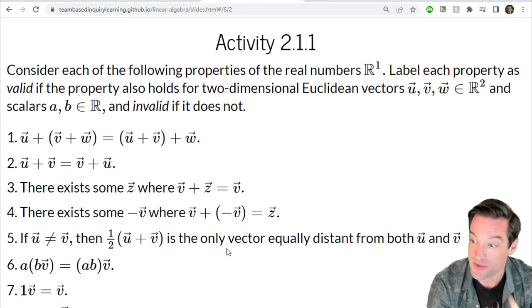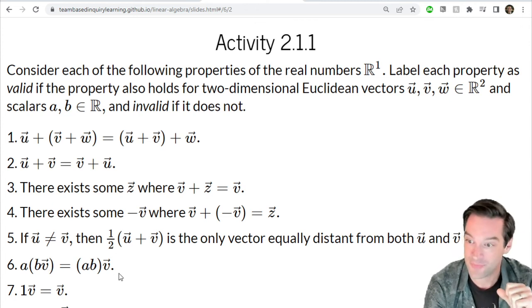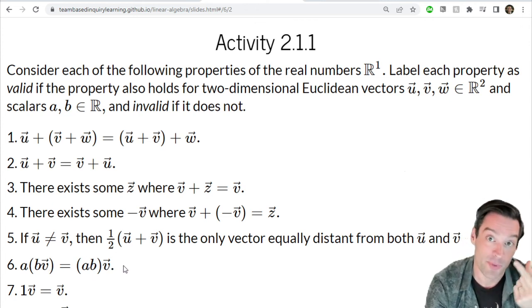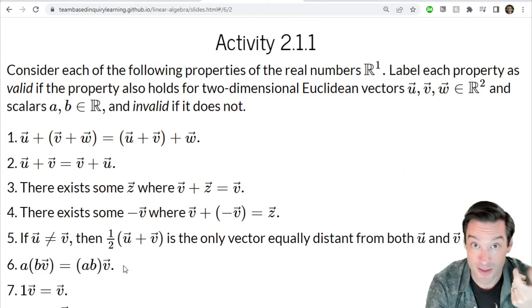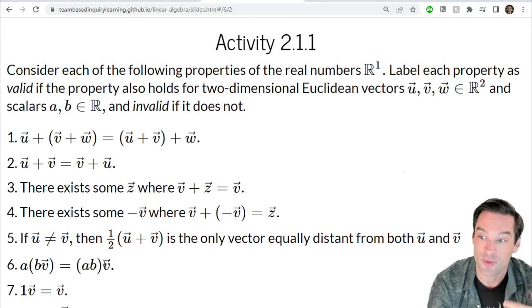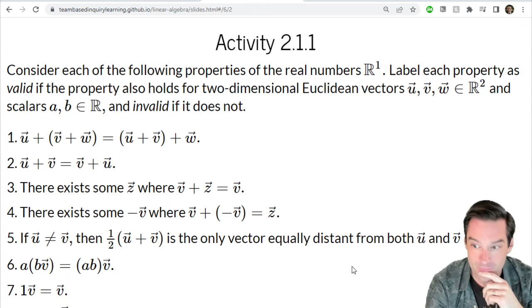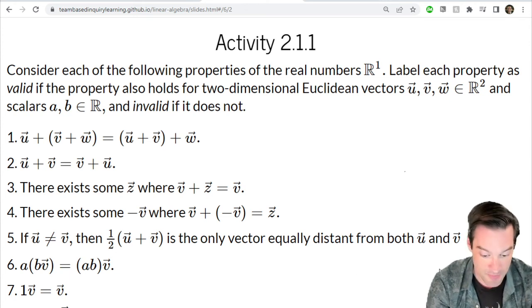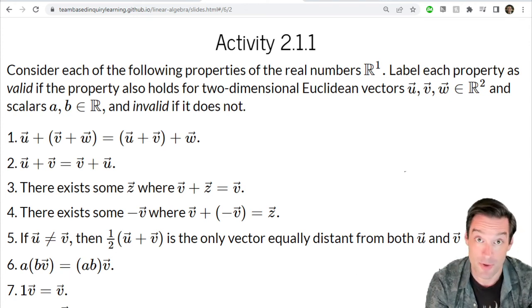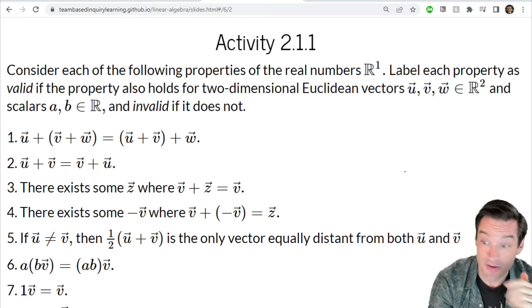And you'll notice that in this expression for number 6, we're not actually multiplying vector by vector. We're multiplying a scalar times the result of multiplying a scalar by a vector, which is fine. And then on the other side of the equation, we're multiplying a pair of scalars, which we know we can multiply single real numbers together without a problem, and then multiplying a vector by that result. So the question is, are both sides of this equation guaranteed to be the same? Number 7 is a multiplicative identity property. Is it true that 1 times a vector is always going to be equal to that same vector?